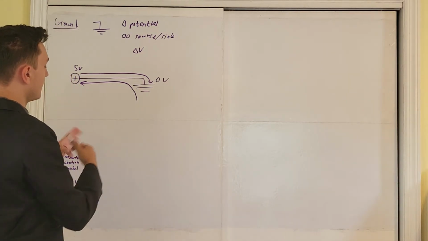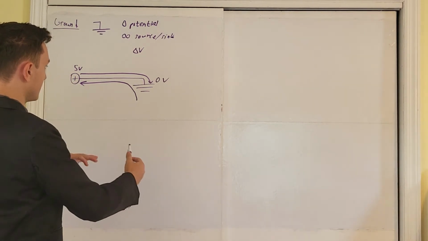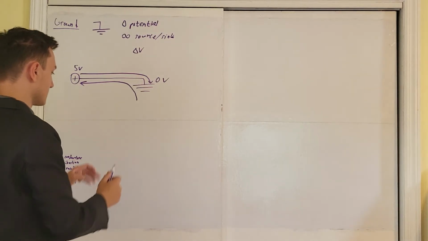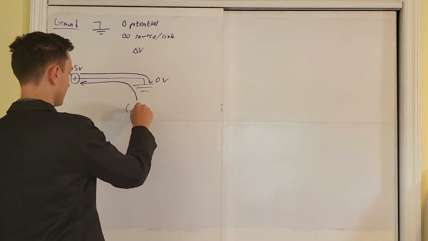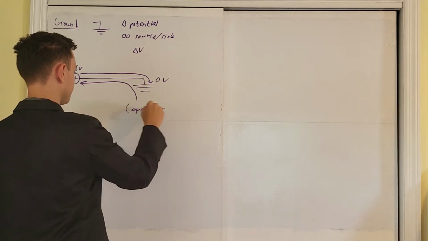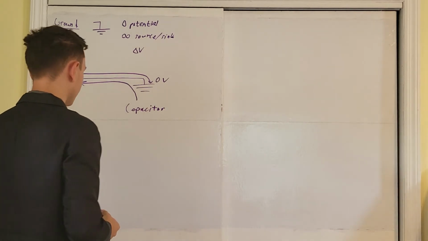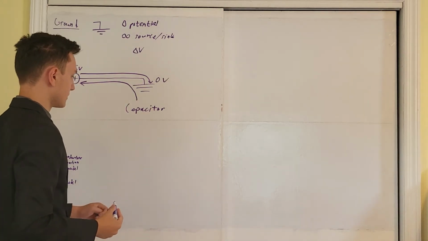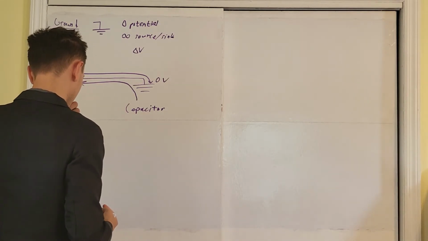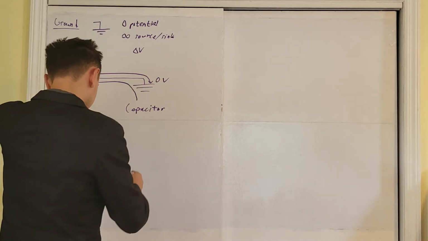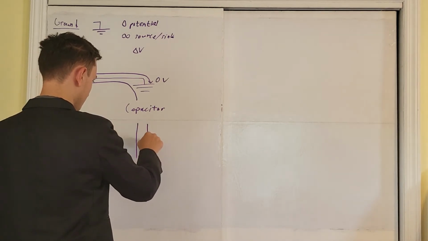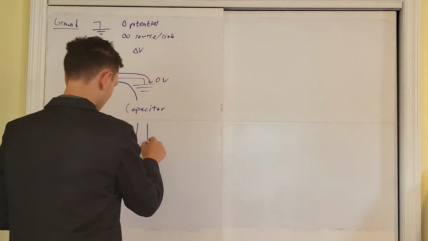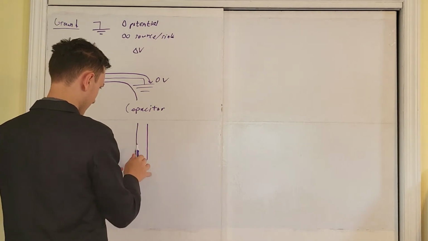So now that we understand some basic concepts about potential difference and charge and electrons and current, let's get into the real topic of this unit, which is the capacitor. A capacitor relies on electrostatics for its operation. A capacitor is often drawn as two parallel plates, and those plates are separated from each other.